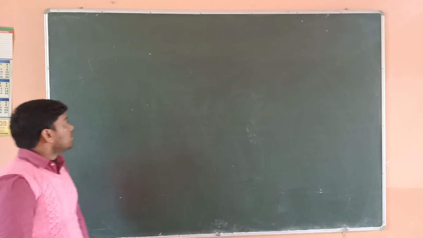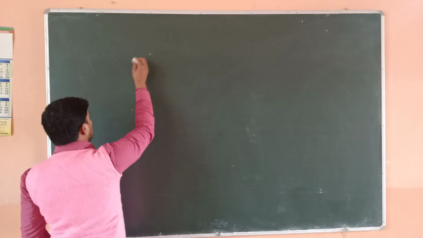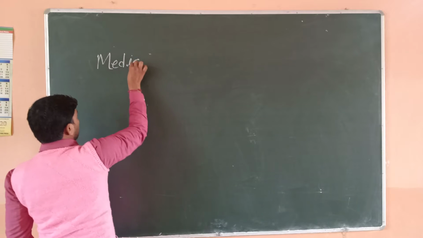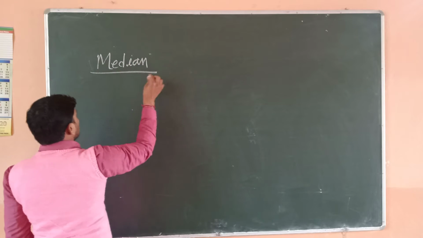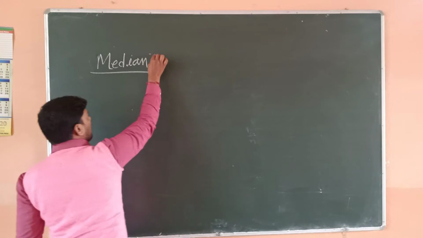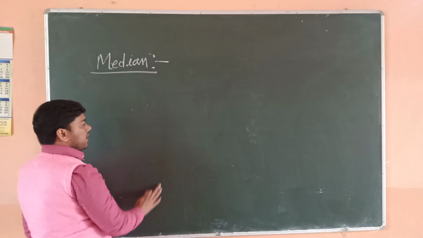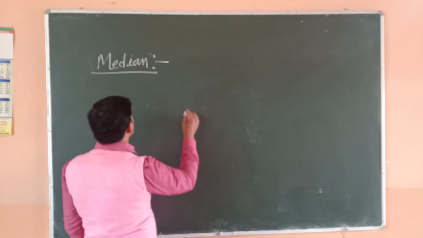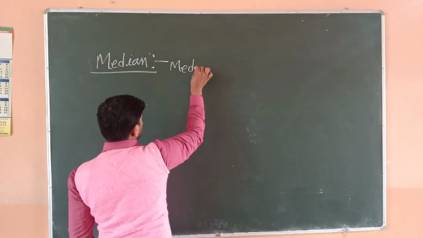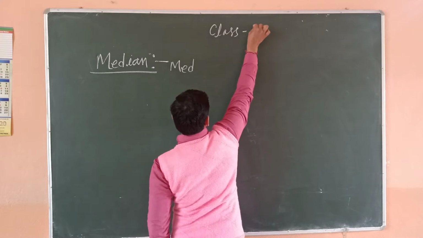Today I am going to teach the second measure of central tendency, that is median. Median is the second measure of central tendency. It divides the given data into equal parts. And this is for class 9.